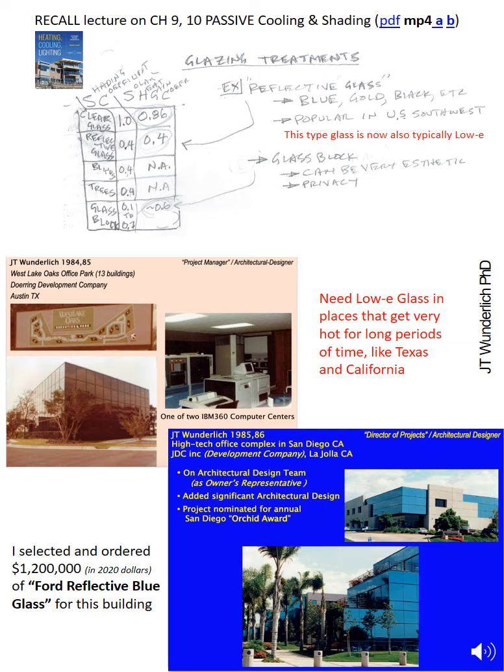Now, students recalling Chapter 9:10, passive cooling and shading, we already took a look at some properties of glass, including the solar heat gain coefficient and shading coefficients. And we spoke of reflective glass that I worked with in Texas and California. As you can see in these projects below, nowadays these are also typically low E.